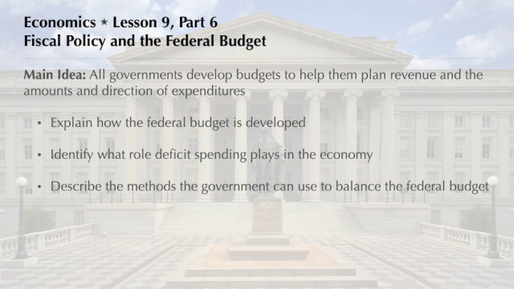The main idea behind this economics lesson is all governments develop budgets to help them plan revenue and the amounts and direction of expenditures. With that in mind, by the end of watching this video, you'll be able to explain how the federal budget is developed, identify what role deficit spending plays in the economy, and describe the methods that government can use to balance the federal budget. Now that the outcomes for this lesson have been shared with you, let's get started.